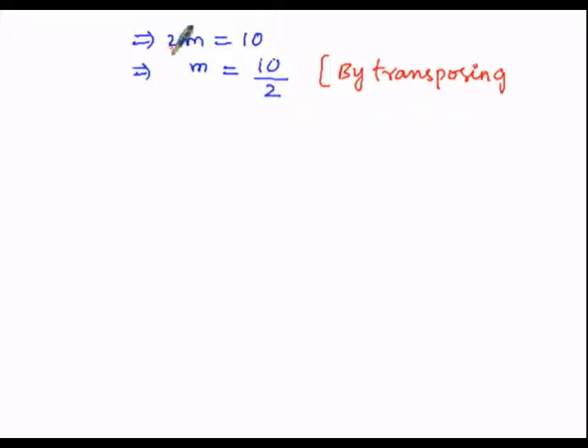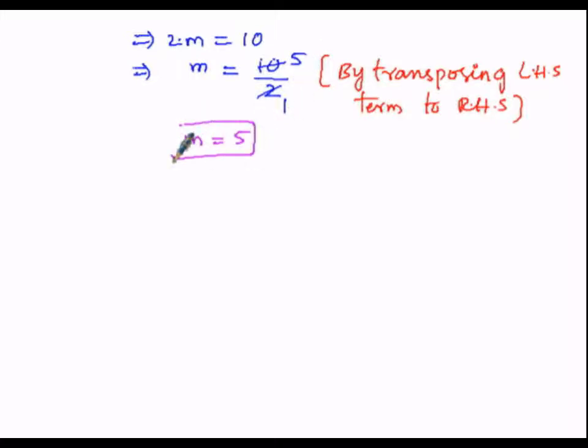So here the LHS term over to the RHS. By transposing over to the RHS, when it is into 2 on the left hand side, when it comes over to the right hand side, it will divide the right hand side, that is 10 divided by 2, by further simplification. So here 2 1s in the denominator and 2 5s in the numerator. So in this manner I got m equals 5 divided by 1, which is nothing but 5. So in this manner I got the value of m as 5.